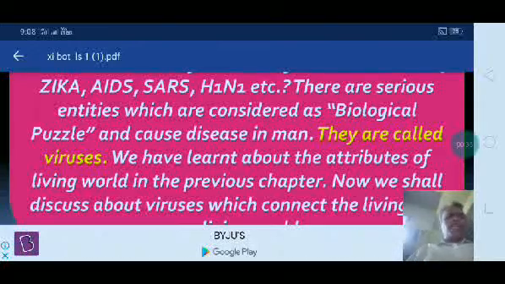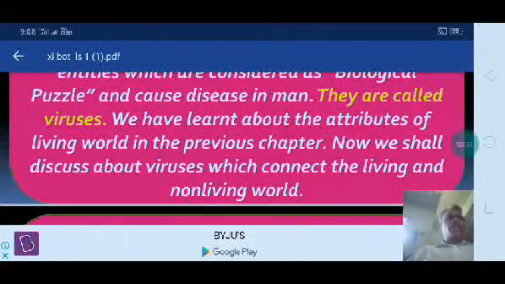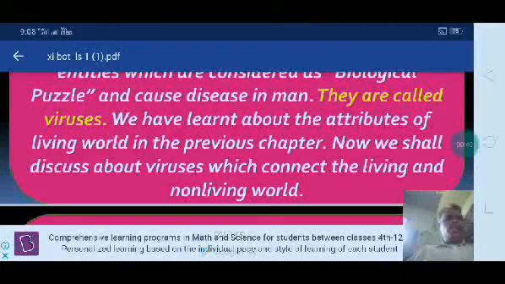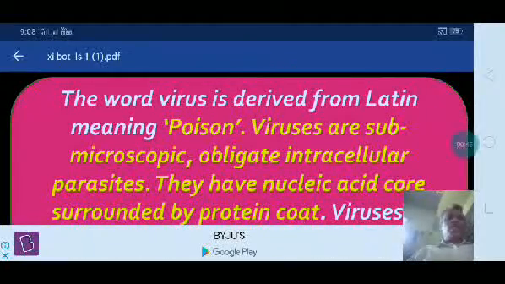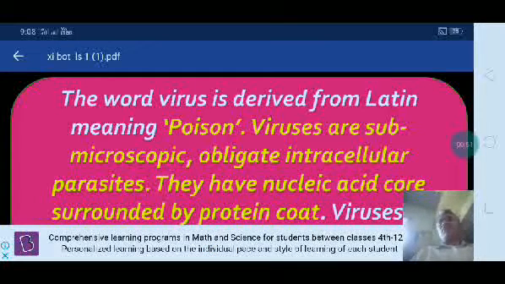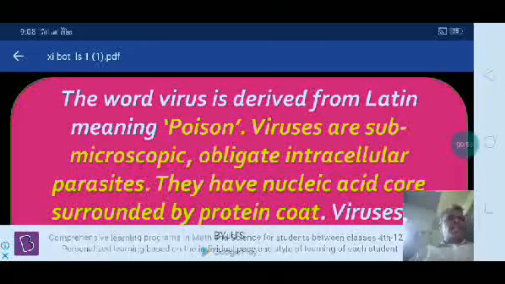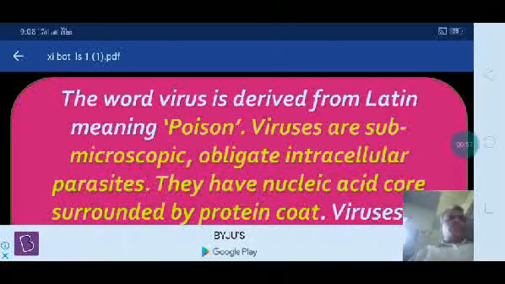We have learnt about the attributes of the living world in a previous chapter. We already studied that. Now you have to learn about the viruses in the living and non-living world. Here, the word virus is derived from Latin, meaning poison.